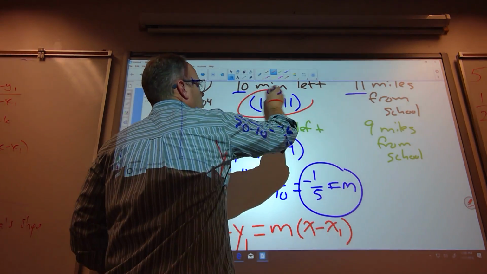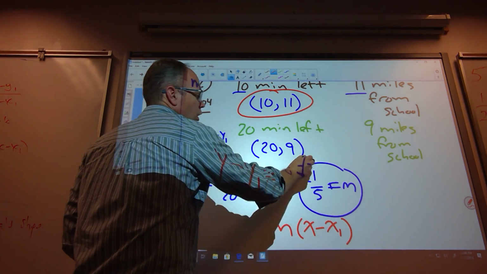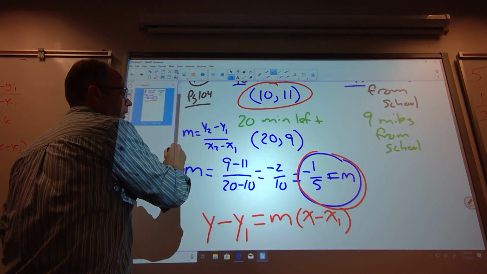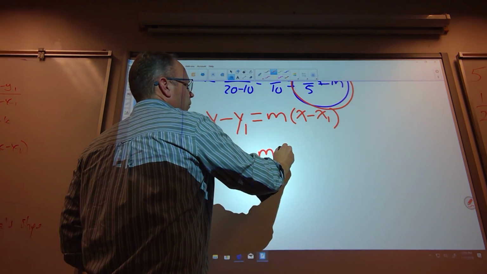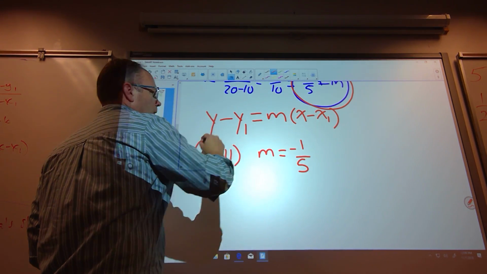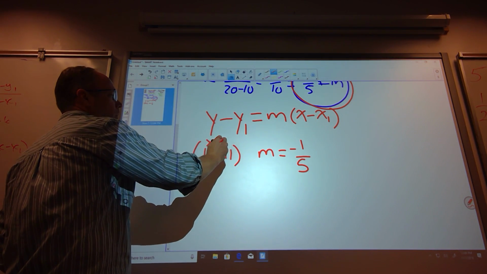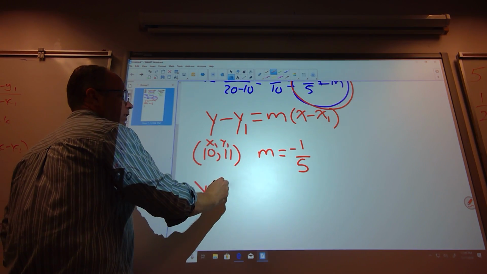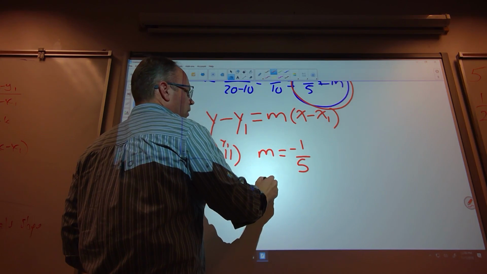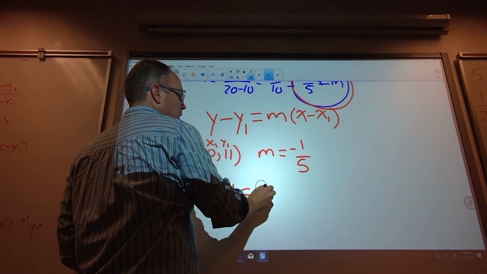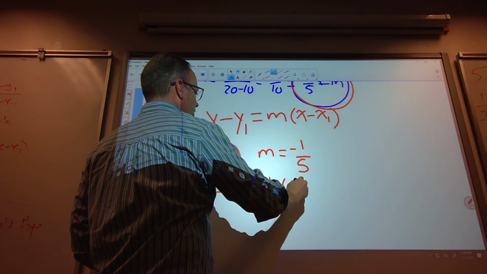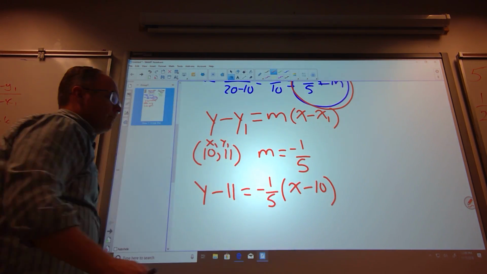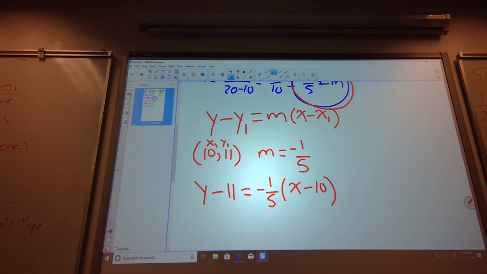All right, so I'm going to use this, and I'm going to go up here and pick this one, and also my slope. So 10, 11, and my slope, which was negative 1/5. Is that right? So I'm going to plug that in. That's an x1, that's a y1. So I'm going to get y minus 11 equals m. So m is what? 1/5. And then I get x minus 10. Agree? Anyone stuck on that?